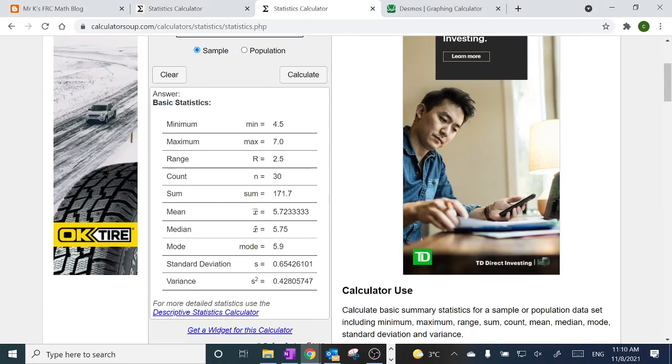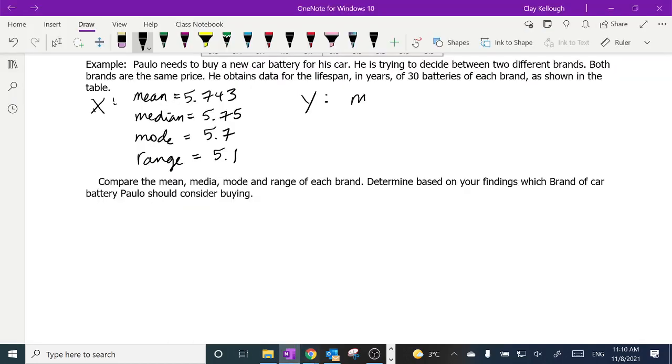There it is. There's the Y data. So it's very close, actually. There's actually not much difference between these two brands, and that's kind of by design. So the mean is 5.76. The median is 5.8. The mode is 5.9. And the range, in this case, is 2.5.